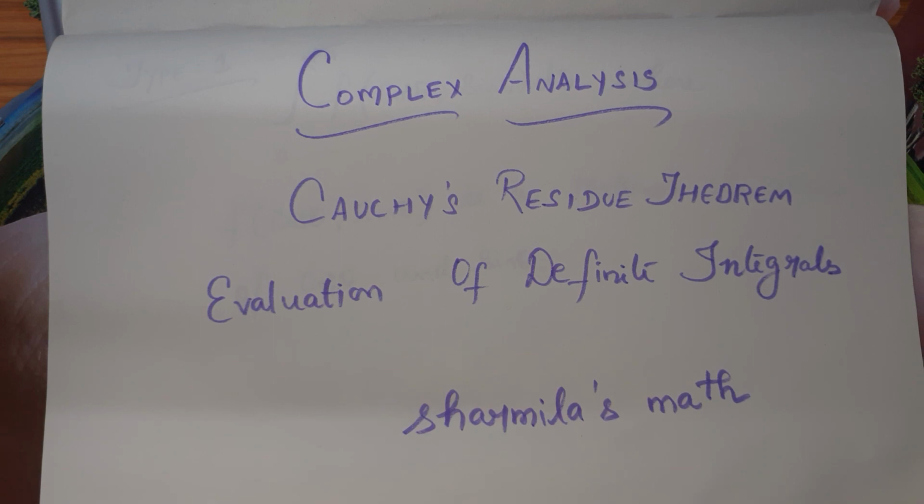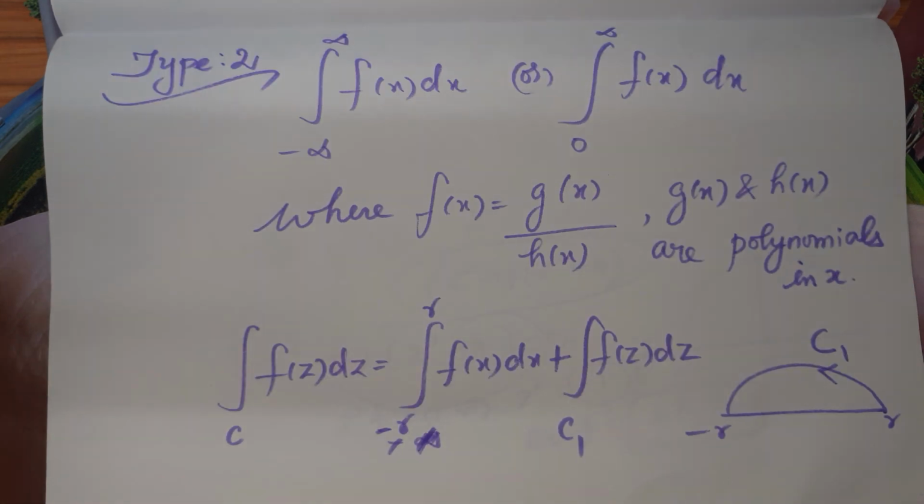In this video, we are going to evaluate some definite integrals using Cauchy residue theorem in complex analysis. We are going to evaluate type 2 integrals. Type 2 integrals are of the form integral from minus infinity to plus infinity f of x dx, or integral from 0 to infinity f of x dx, where f of x is equal to g of x by h of x, where g of x and h of x both are polynomials in terms of x.